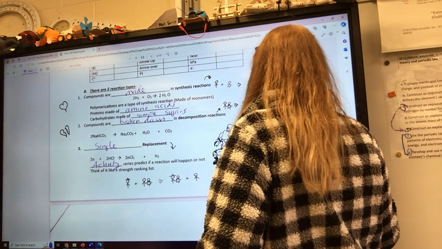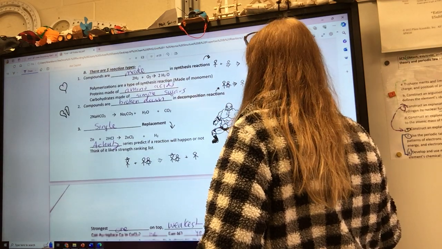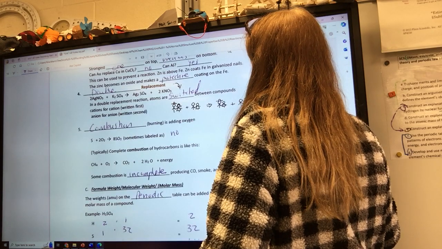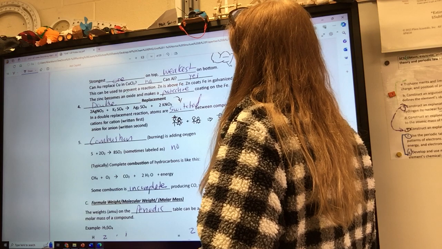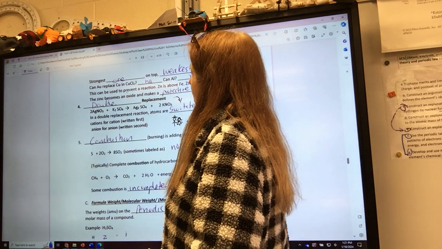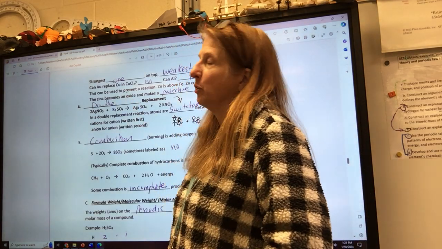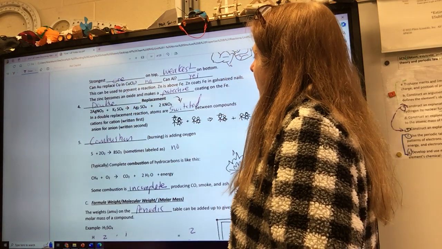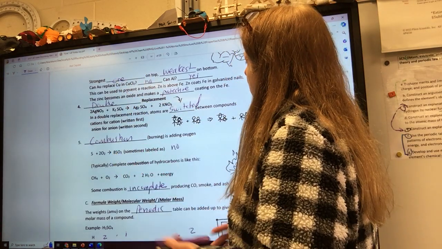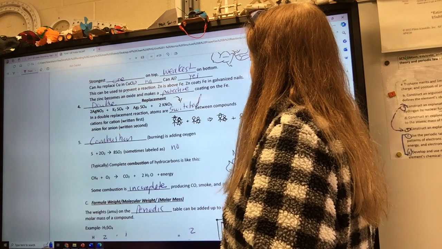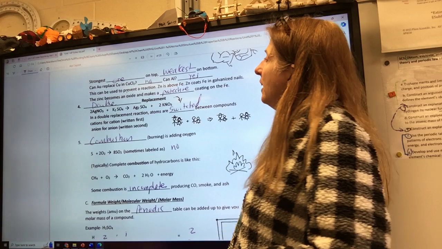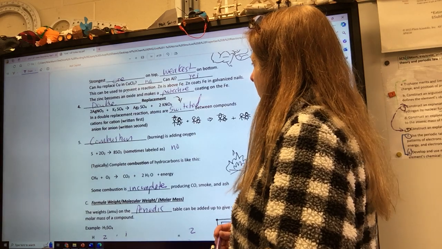Do they go? You'll have a strength chart, an activity series is what it's called. The strongest one is on top, the weakest is on bottom. Can gold replace copper? No, gold can't replace anybody. Gold's the weakest. Can aluminum? Yes. This can be used to prevent a reaction, like zinc is above iron. So zinc is used to coat iron things. If you ever see something that's galvanized, it prevents rust. It makes a protective coating.